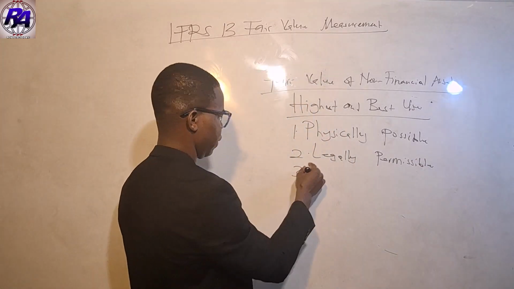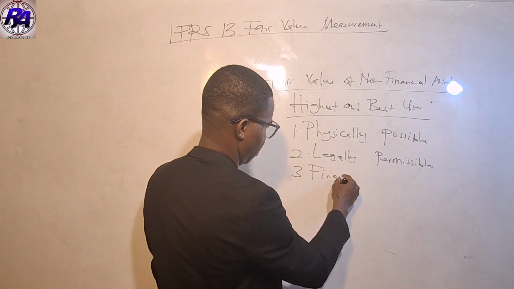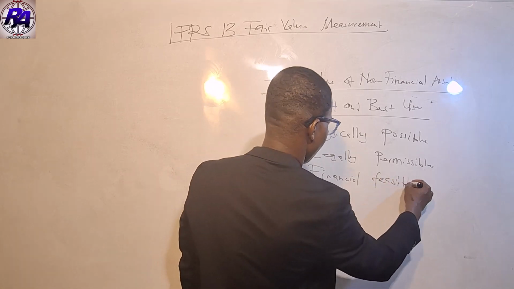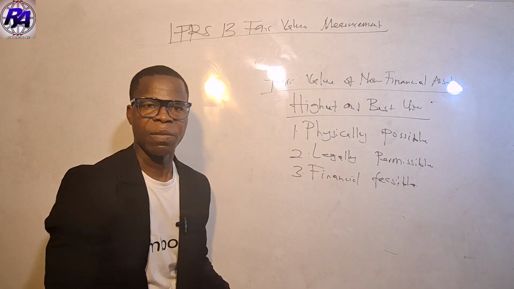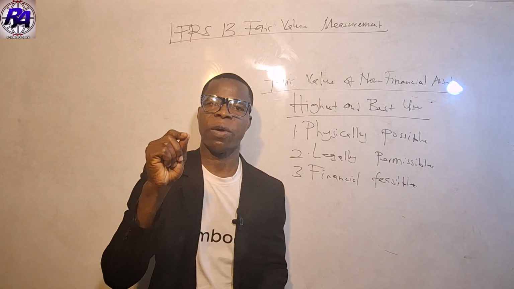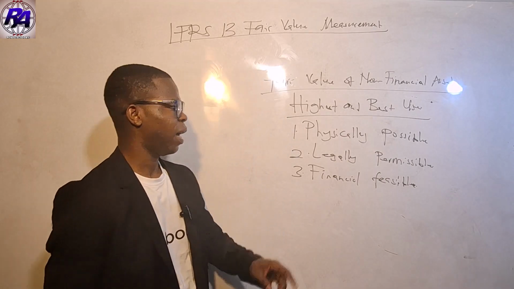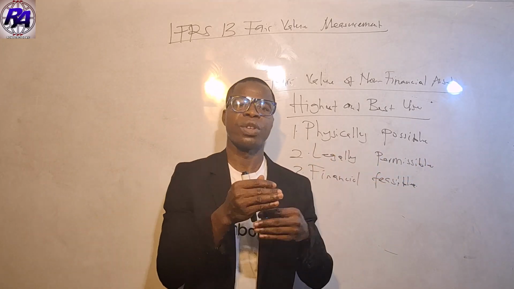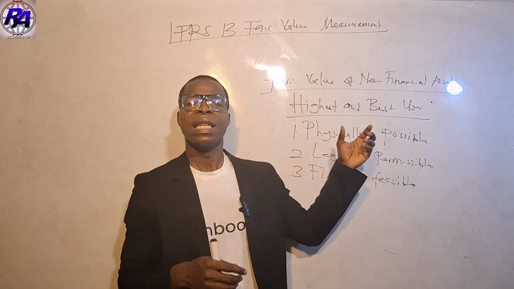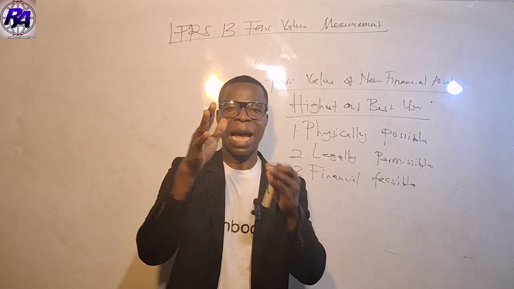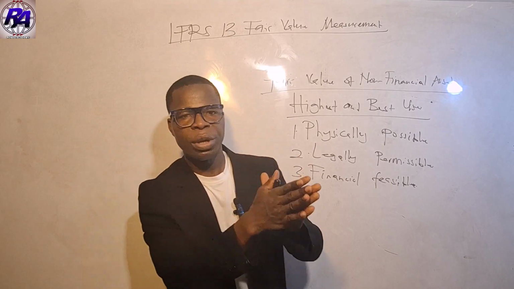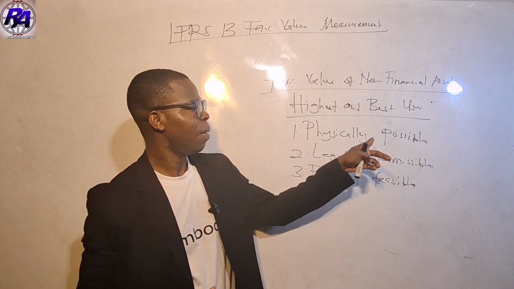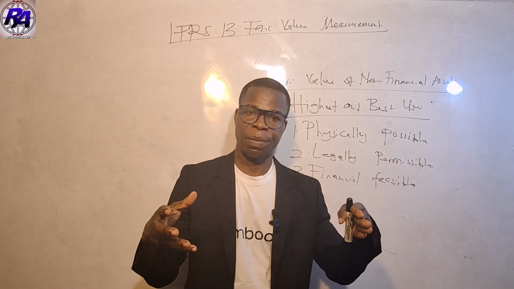And then the third is financial feasibility. Now let's use the feasible here. If you want to use the highest and best use to ascertain fair value of a non-financial asset, you have to take into consideration the physical possibility. Is there any deferment in the condition of the asset? Is the asset in its right condition for the operation intended by management? Physical possibility: is the asset in good shape?